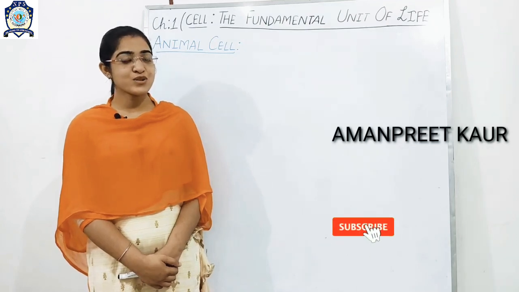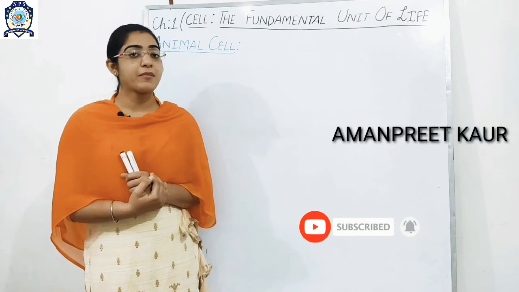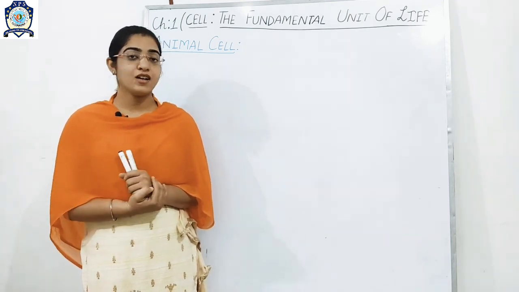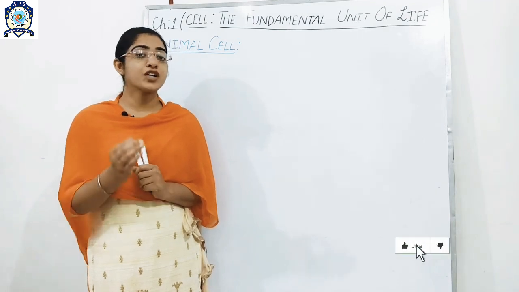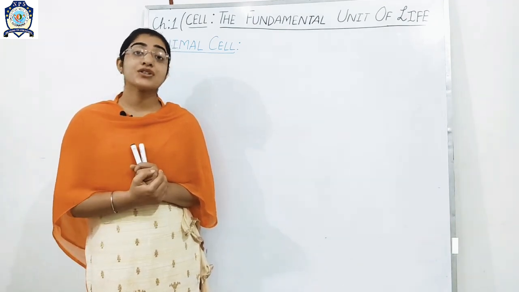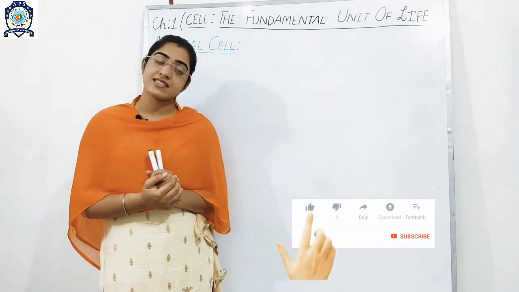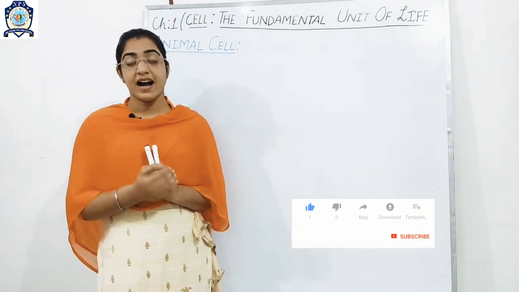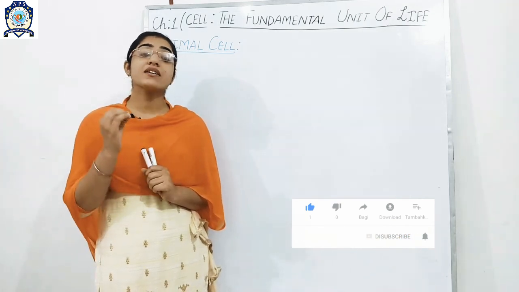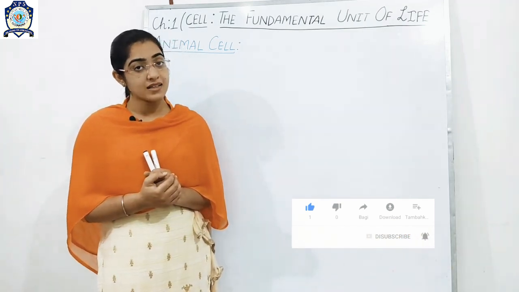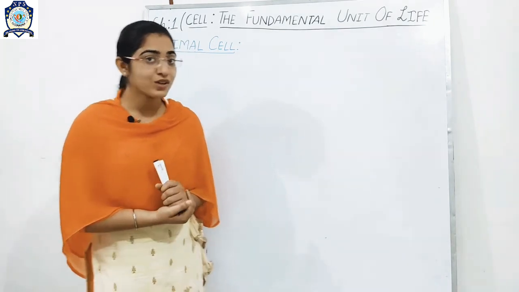Hello students, welcome back. In the previous class, we studied the plant cell. Today in this class, we will be discussing another important eukaryotic cell, and the name of that eukaryotic cell is the animal cell. And in the end, we will also study the difference between the plant cell and animal cell. So let's start with today's session.